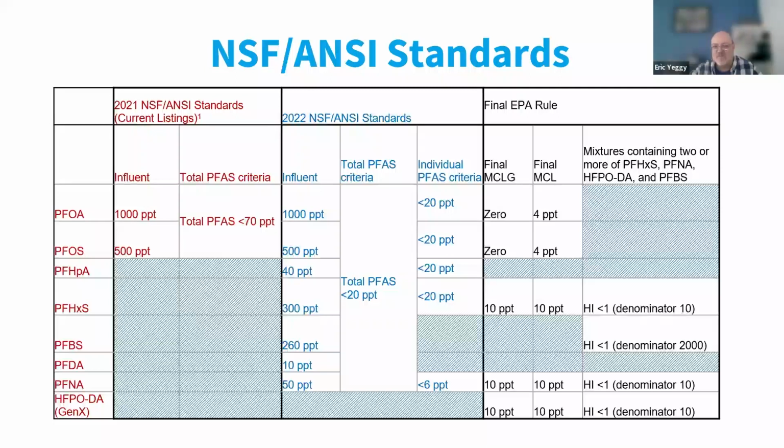And so it made more sense to everybody to just wait and not retest everything until we understood what the EPA was going to publish, and then decide if we had to change the NSF standards again, or whether or not the 2022 version would be harmonized with the EPA rule. And you can see the EPA rule here on the right in the black font. And obviously, we still have some work to do to harmonize the NSF standards with the EPA rule.